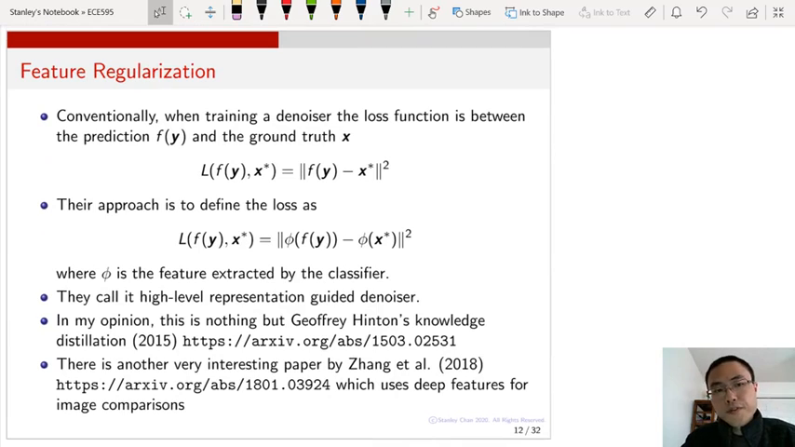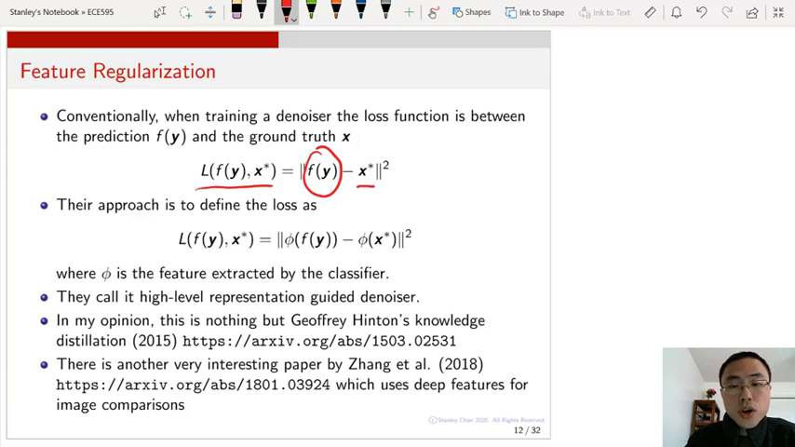The idea of using feature representation can be summarized using the equation as follows. So you have a classifier F which takes an input data y, and then you want to map it to a label x star. So here is the typical loss function. Let's say you're using the L2 loss, then this will be your error. Now, in their approach, what they do is that they are going to send.